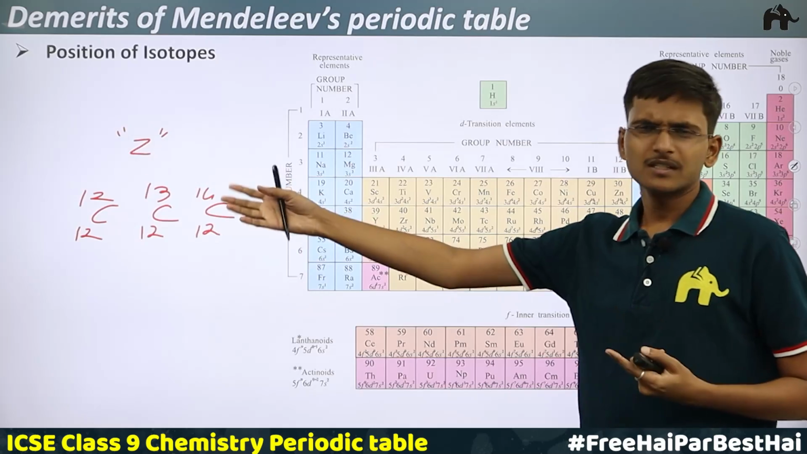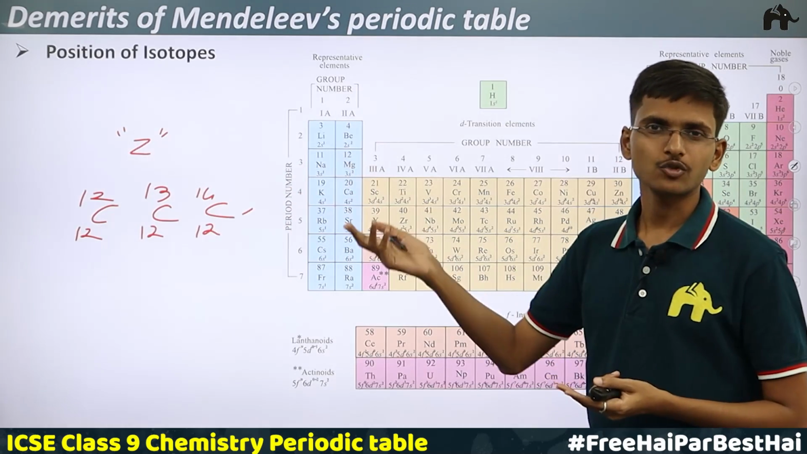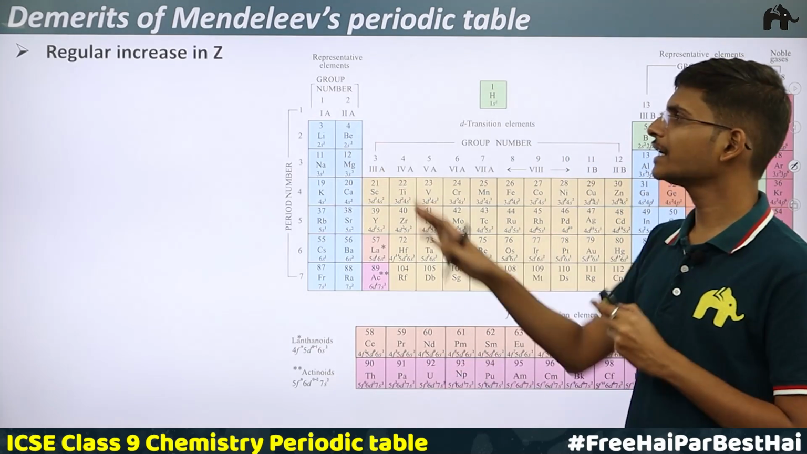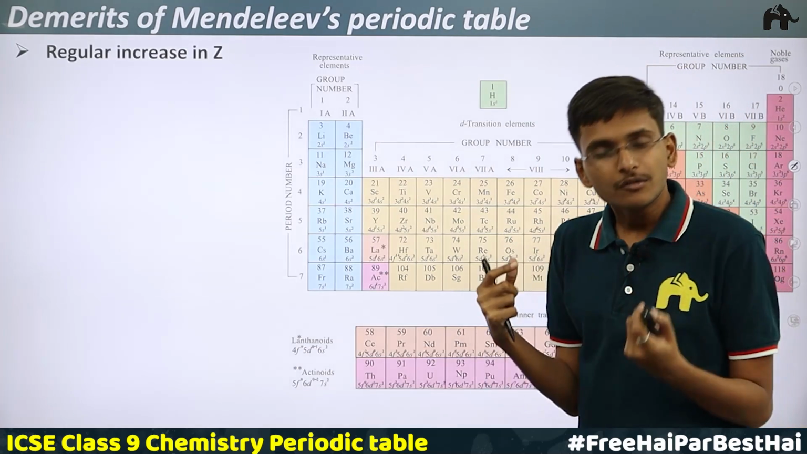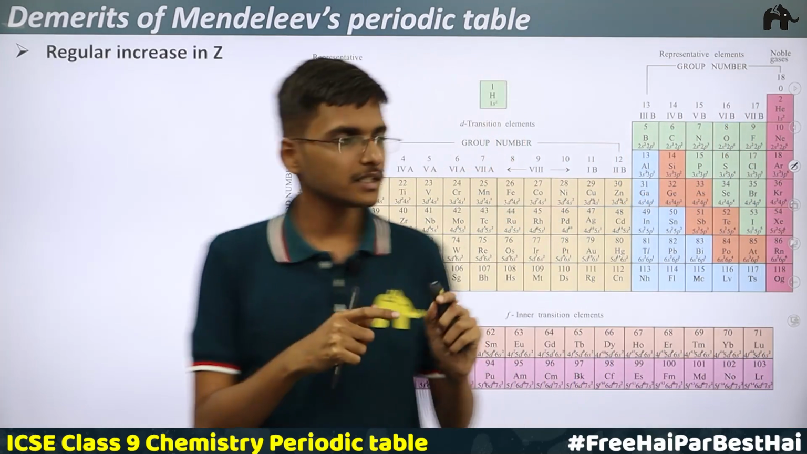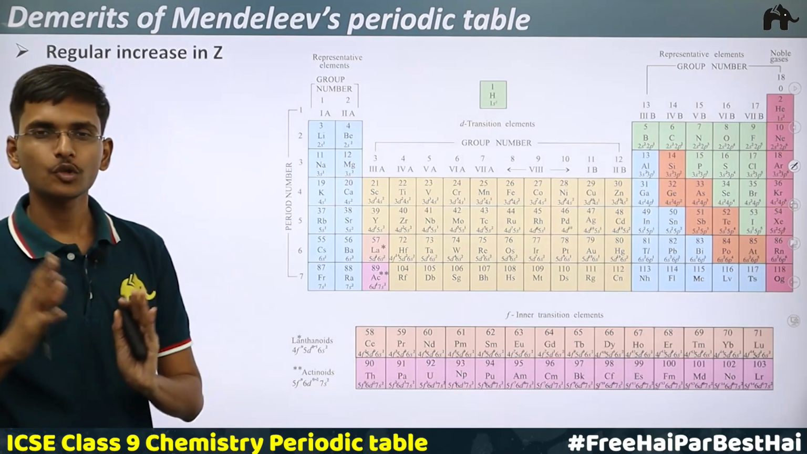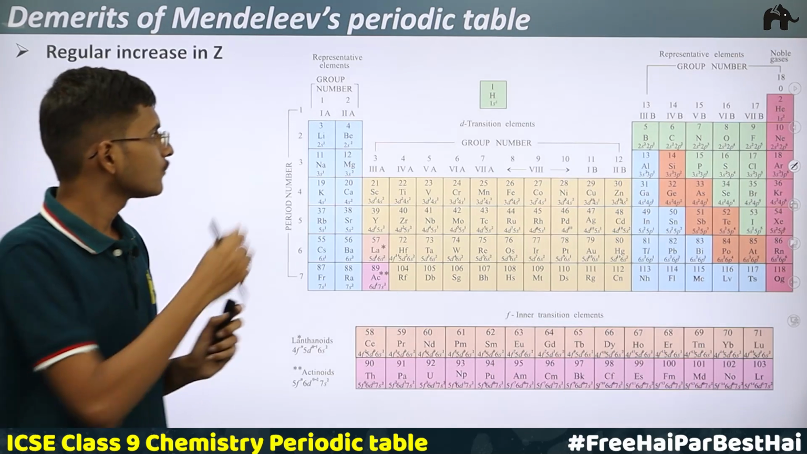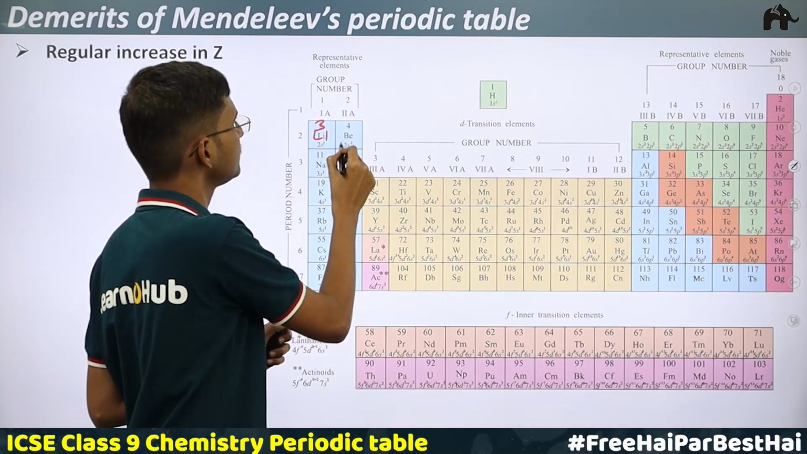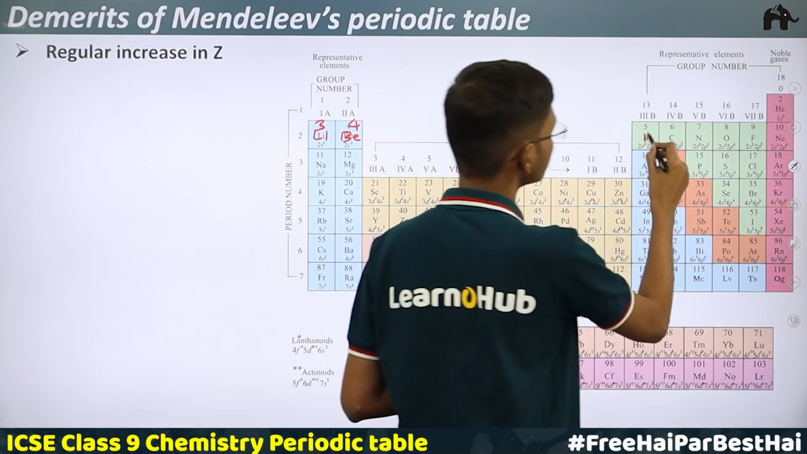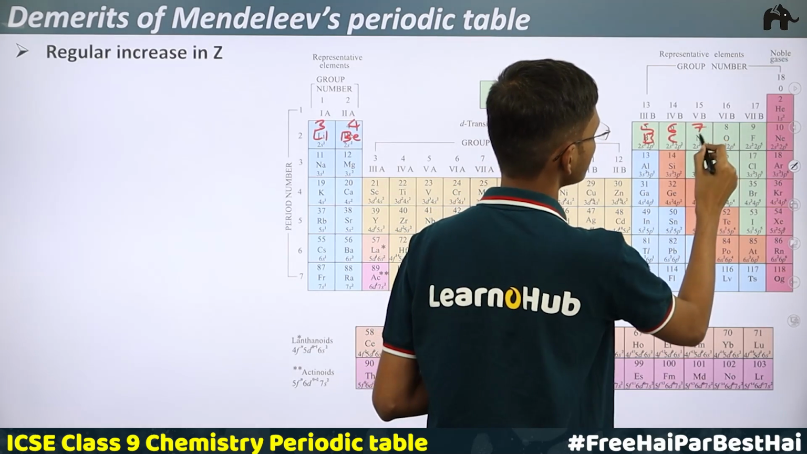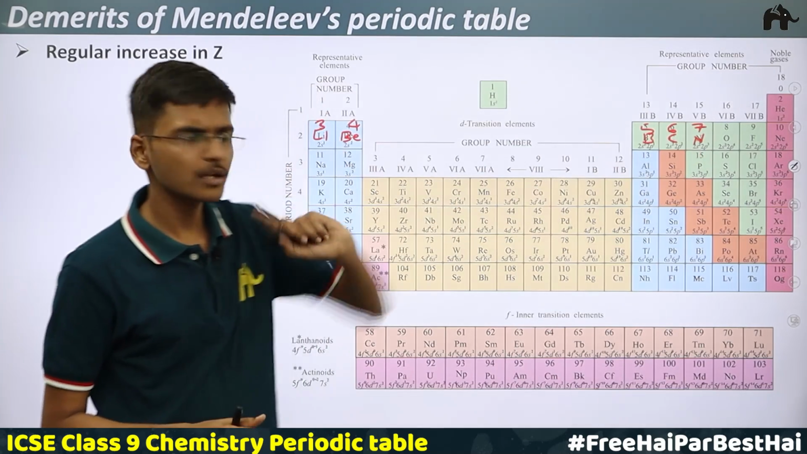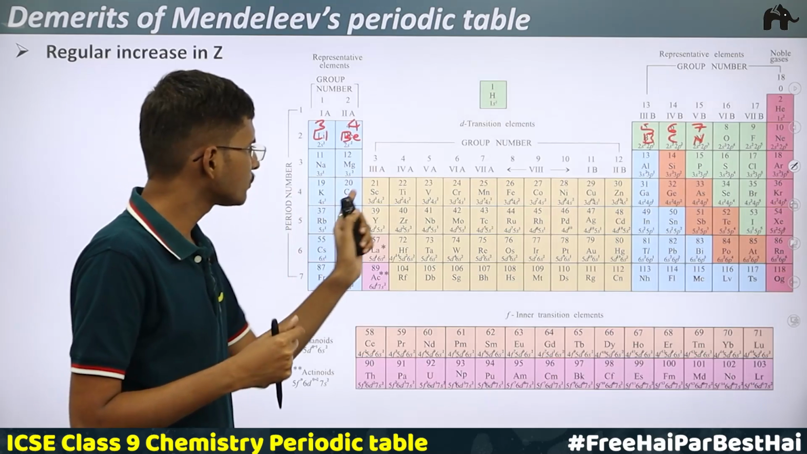Since there was no need to give different positions to the isotopes, we can just accumulate the isotopes in the same position. Clear? Now moving ahead, the third one is when you observe the elements placed in the modern periodic table. Here the atomic numbers are increasing in a regular manner. For example, from lithium the atomic number is 3, then beryllium 4, boron 5, carbon 6, nitrogen 7, this way. And if you see 11, 12, 13, 14, 15, 16, 17, 18, the atomic numbers increase in a very regular manner, 19, 20, 21, 22, 23, 24, 25.